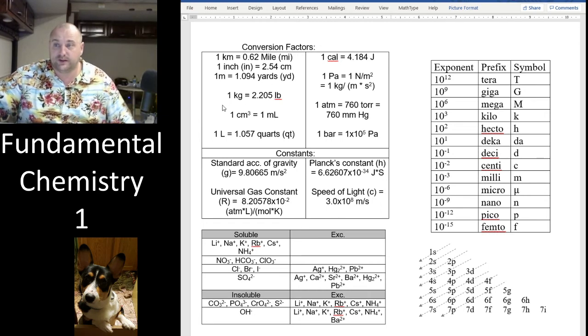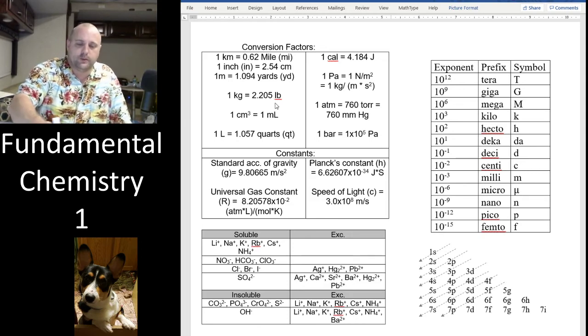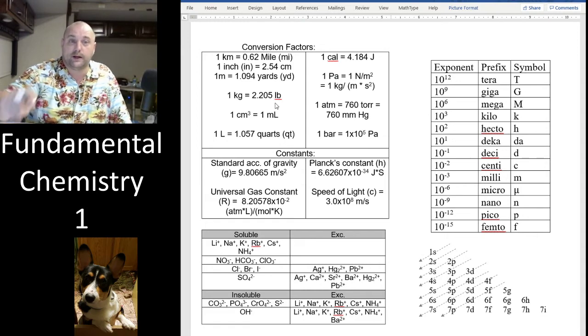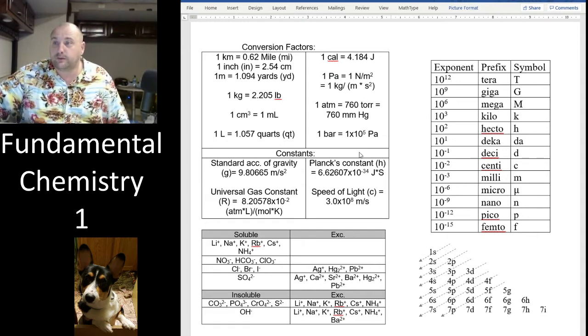All right. So here's one that says 1 kilogram equals 2.205 pounds. I'm going to go ahead and write that down. 1 kilogram equals 2.205 pounds. And I'm just writing it down exactly as I found it. All right. So exactly as we find it over here.